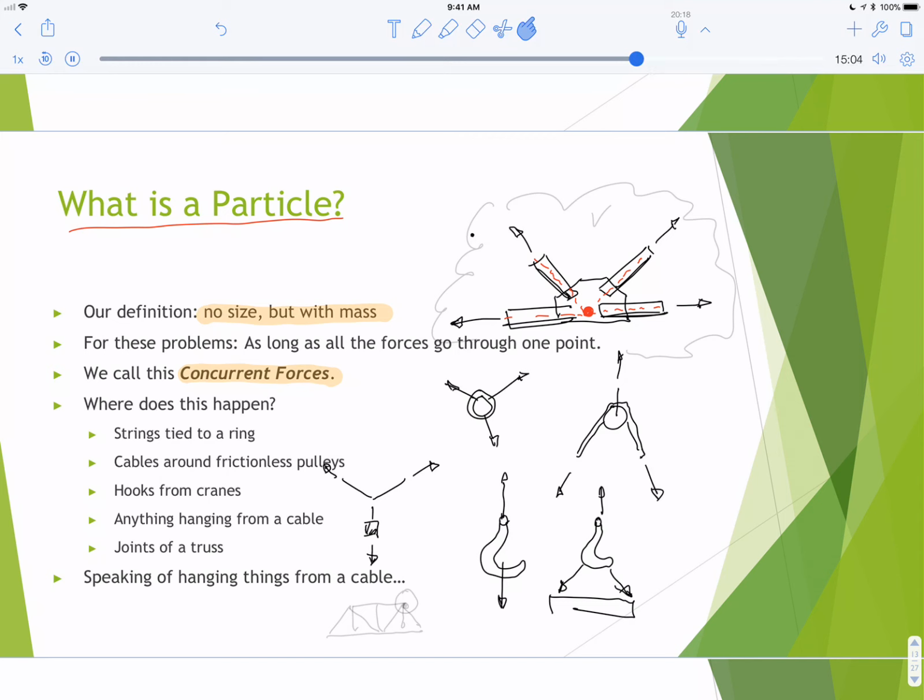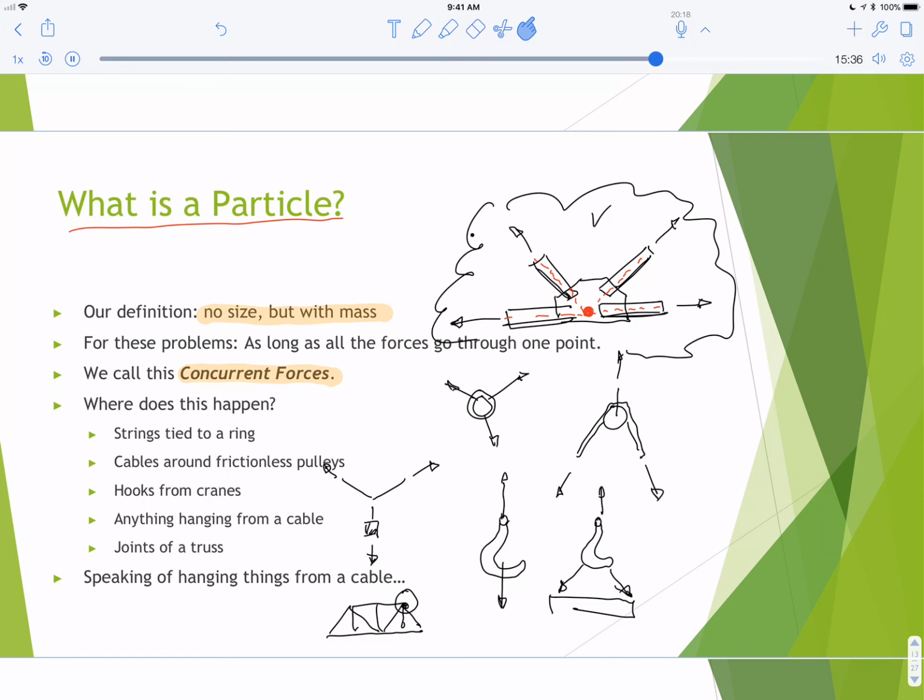And finally, joints of a truss. You've all seen bridges that kind of look like this. We'll analyze these in a few weeks. Right here, all the forces are concurrent. And actually, this little thing up here, that's physically what a joint of a truss looks like. When you draw it on paper, you just draw a dot with lines coming out of it. But physically, it'll look something like this drawing up here.